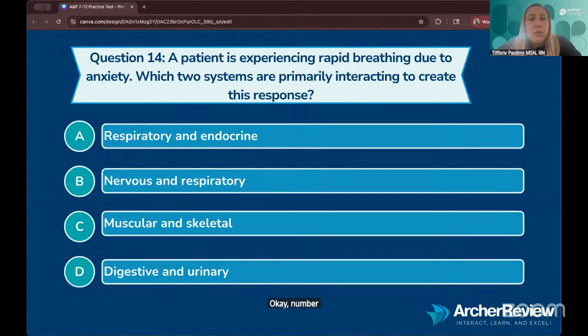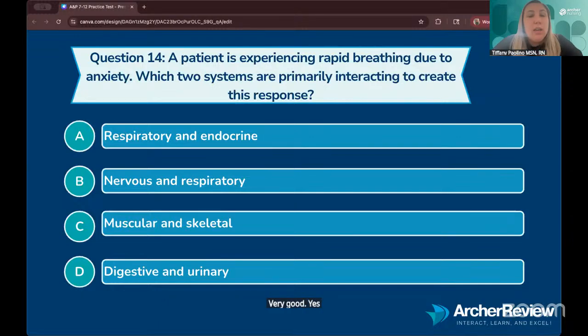Number 14, a patient is experiencing rapid breathing due to anxiety. Which two systems are primarily interacting to create this response? So we have rapid breathing due to anxiety. What do we think? Good, Eileen. Yes, you are correct. And anyone else want to guess? Very good.